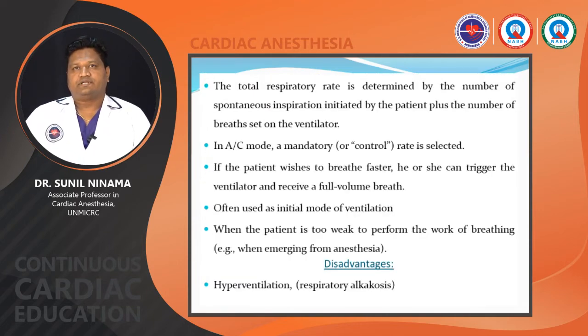The total respiratory rate is determined by the number of spontaneous inspirations initiated by the patient plus the number of breaths set on the ventilator. In assist control mode, the mandatory or control rate is selected. If the patient wishes to breathe faster, he or she can trigger the ventilator and receives the full volume breath.